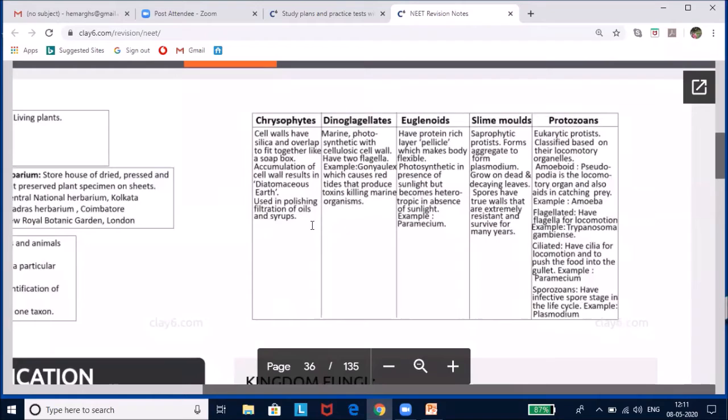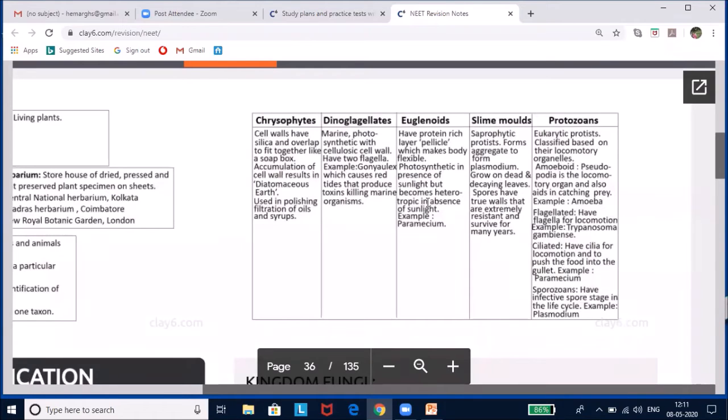Now let us get back to the next class, that is dinoflagellates. Now these dinoflagellates are mostly marine and photosynthetic. They will appear in different colors like yellow, green, brown, blue, or red depending on the pigments, which can be chlorophylls, xanthophylls, fucoxanthins, carotenoids, etc. Most of them have 2 flagella that are placed longitudinally and transversely in a furrow between the wall plates.